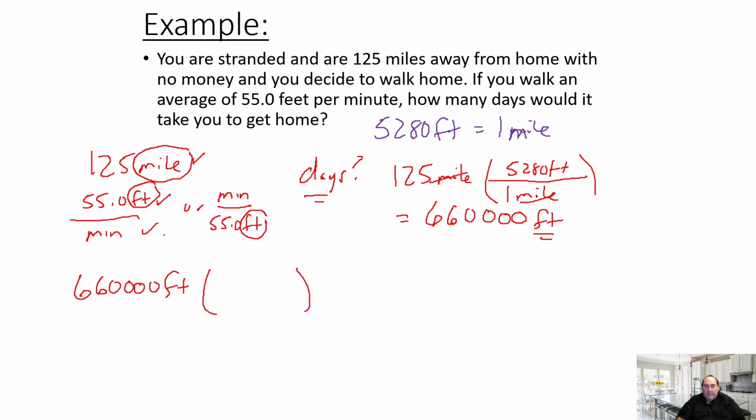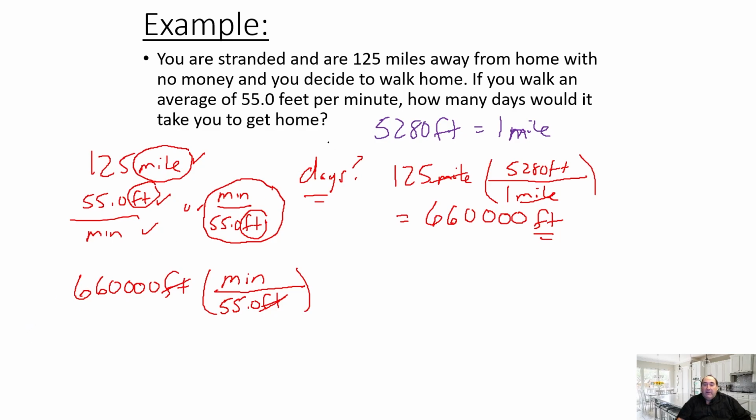That's up on top. So once again, to cancel it, we want to go opposite. So we actually do want to flip this conversion factor and use it in this version where minutes go up on top, 55 feet go on the bottom. The feet are going to cancel. If I stop right at this point, I am in units of minutes.